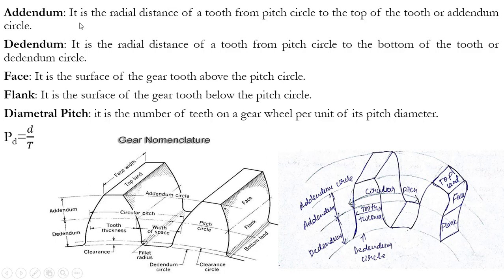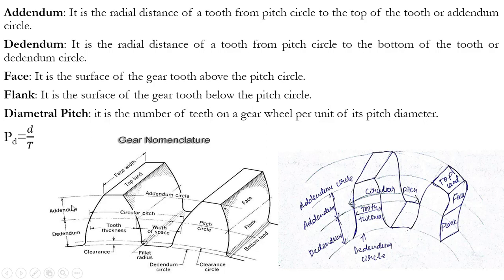Yes, let us see this addendum. It is the radial distance of a tooth from the pitch circle to the top of the tooth, or up to the addendum circle. Yes, this radial distance you can see here is called the addendum. So they are clearly telling that it is the radial distance of a tooth from the pitch circle. Yes, this is the pitch circle I have taken. So from here to the top of the tooth, this is the top of the tooth, I will take this thickness, or this radial distance, as addendum.